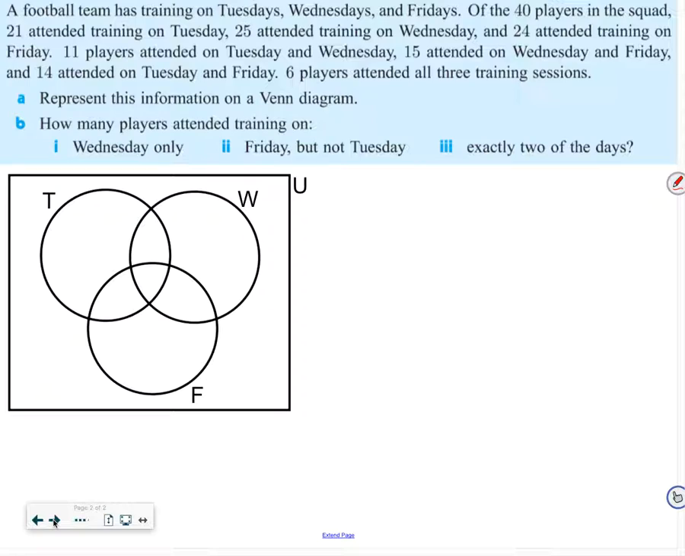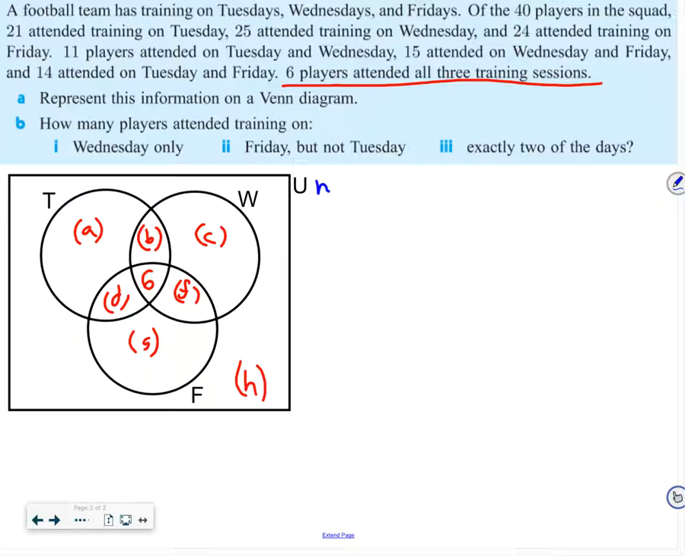Again, I'm going to set this up and label out my regions. Let's call these regions A, B, C, D, E, F, and G, and then we can't forget the ones on the outside. The first thing I need to know is that I already know region E, so I'm going to go ahead and erase that, because I know the number of players that attended all 3 training sessions. That is equal to 6, which is going to help out. Next, I know the number of players that attended training on 2 days a week, so right here I'm going to use this information.